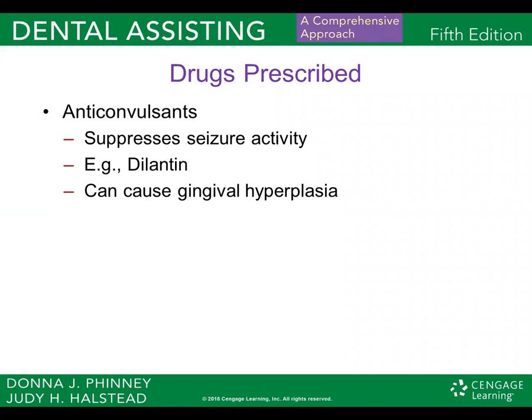Anticonvulsants suppress seizure activity. So for example, one of the medicines you've probably heard of is Dilantin. Again, these are all name brand examples that they're giving. This can cause gingival hyperplasia, which means overgrowth. Hyper is too much, plasia is overgrowth. So gingival overgrowth.